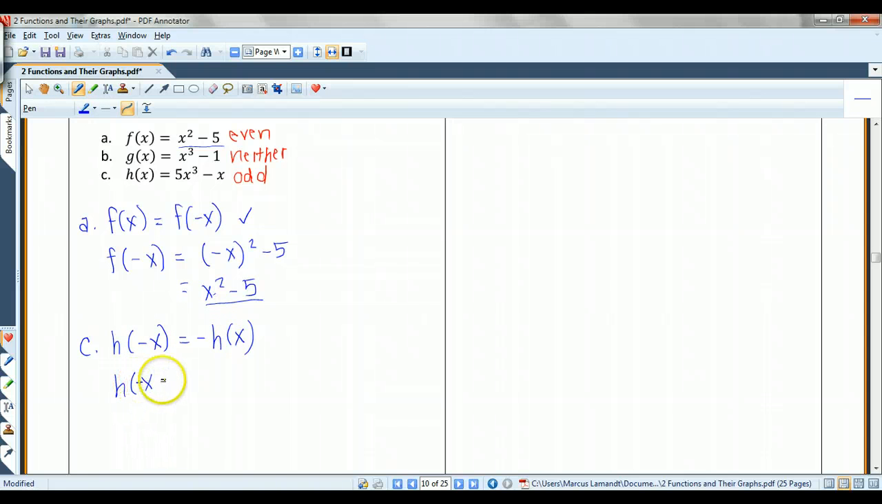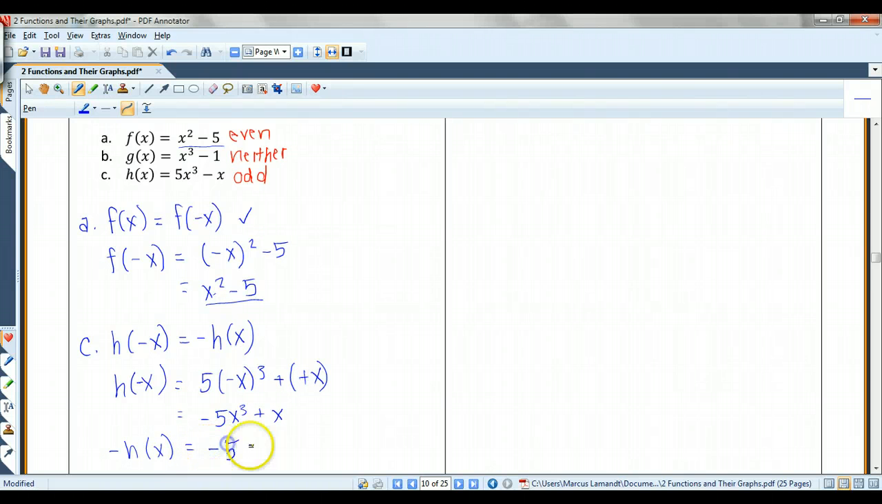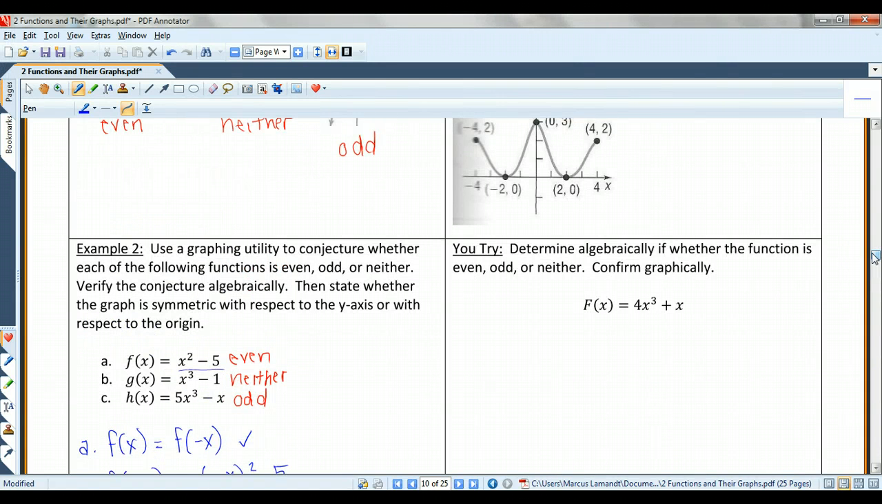There we go. So h of negative x is 5 times negative x cubed minus negative x. This becomes negative 5x cubed. It becomes positive. There we go. And negative h of x, well, I just change the sign of everything in the equation. I've got this plus x. These are in fact equal, so we're good. So now we've shown it graphically and we've shown it algebraically.